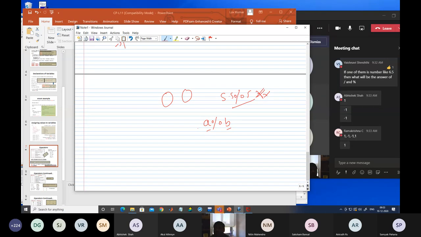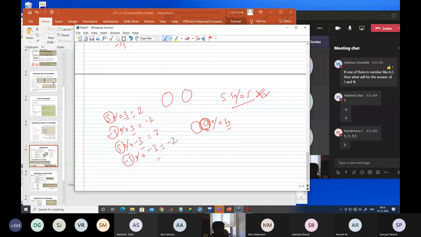Now, the next important point: the sign of the result totally depends upon the sign of the first value, that is A. So, as for example, if you write 5 modular division 3, minus 5 modular division 3, 5 modular division minus 3, minus 5 modular division minus 3, what is the value we will get here? 2, this one is minus 2, 2, and this one will come minus 2. Because the sign of the result will totally depend upon the sign of the first number. It will not depend upon the sign of the second number. Clear?